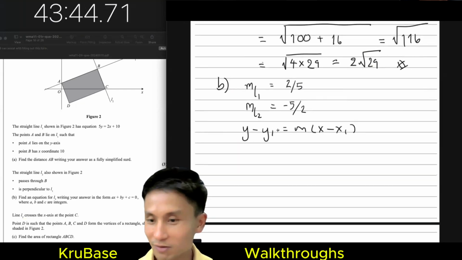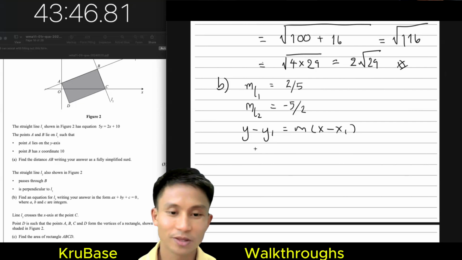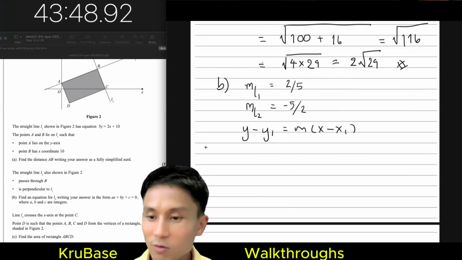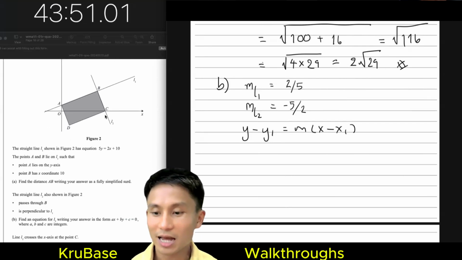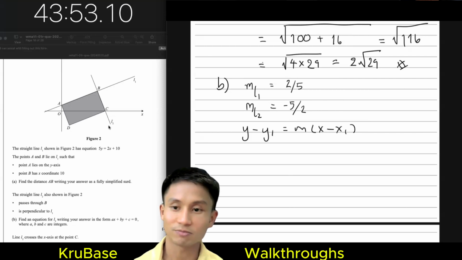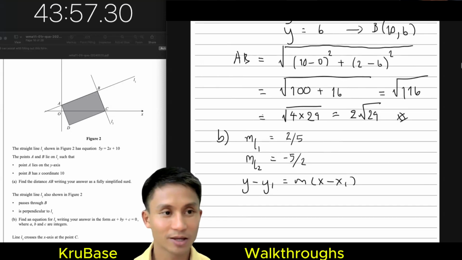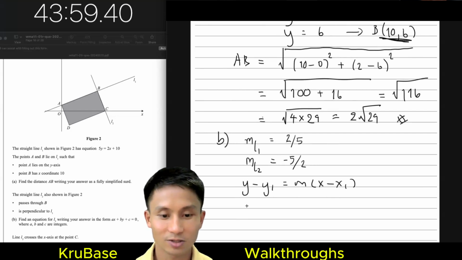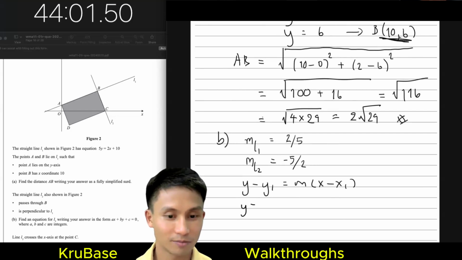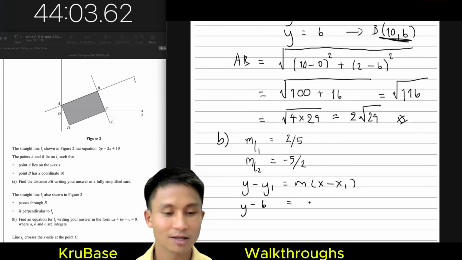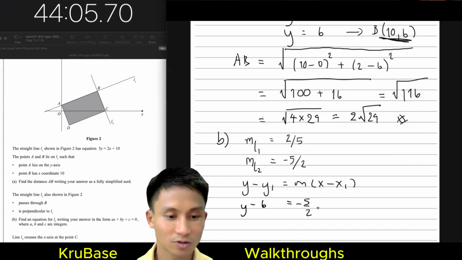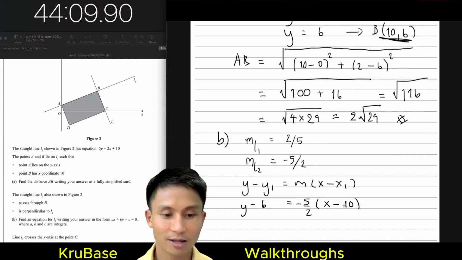So we're going to have to find the equation of the line. x1 and y1 would be the point that the line passes through. In this case, I would take it as B. So B is already 10, 6. So I'm going to do y minus y1, which is 6. m is minus 5 over 2. x keep the same, minus x1 being 10.